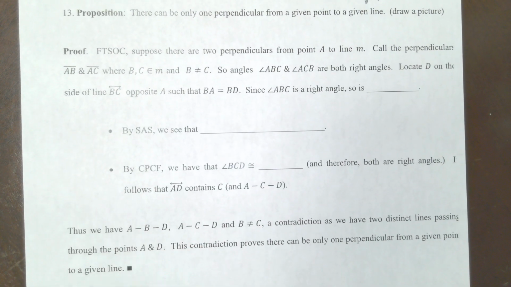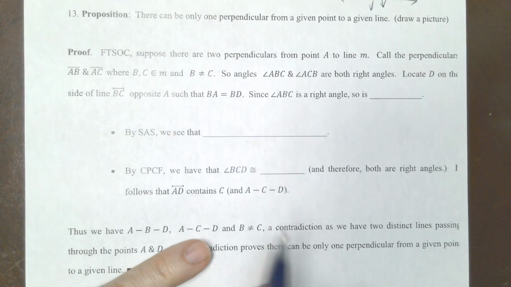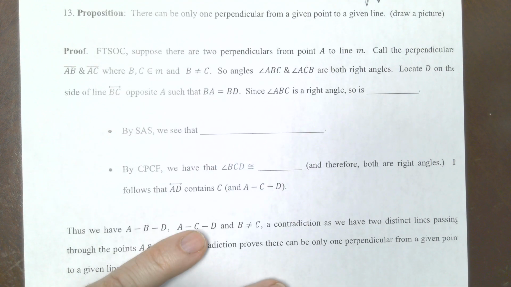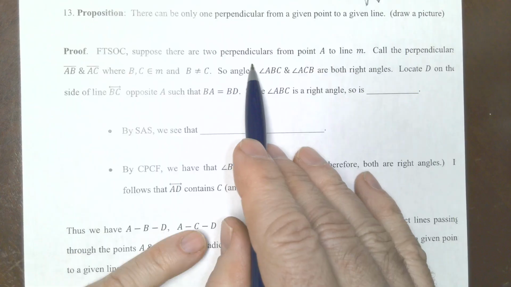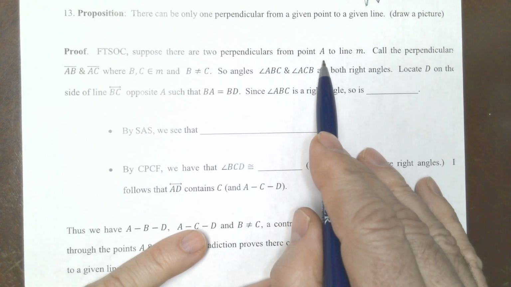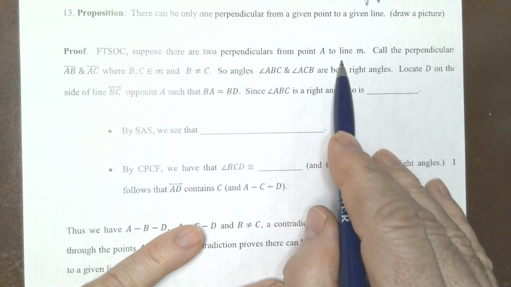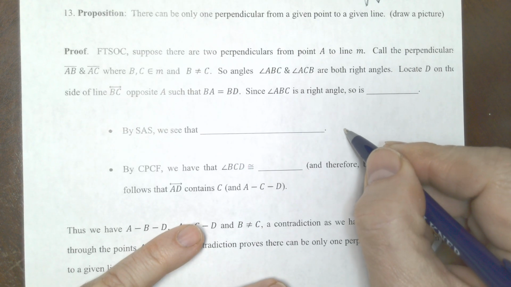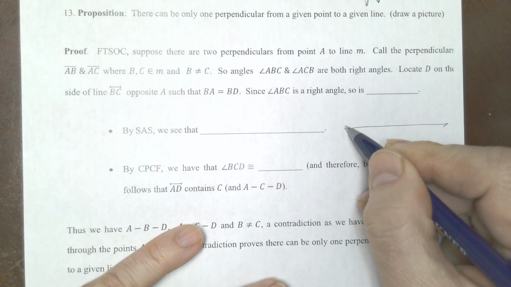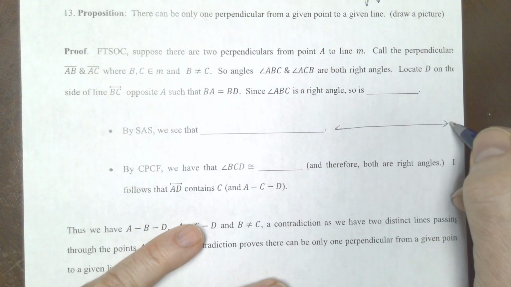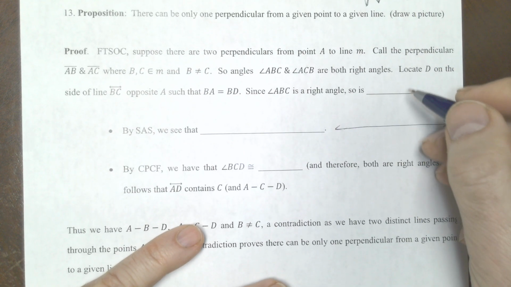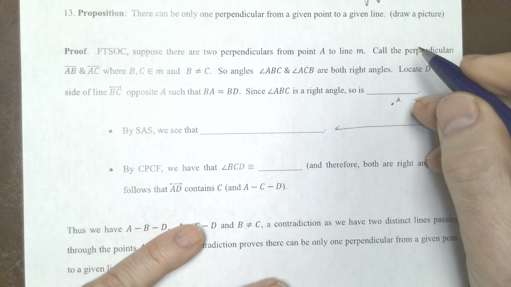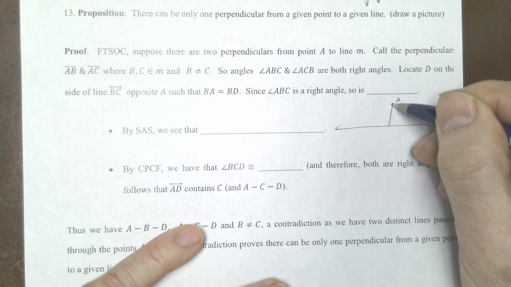To prove that, we're going to do a proof by contradiction. Suppose there are two perpendiculars from point A to a line M. I'm going to draw a small picture here. That's my line M, and suppose the point A is up here, and that we have two perpendiculars, this one and that one.